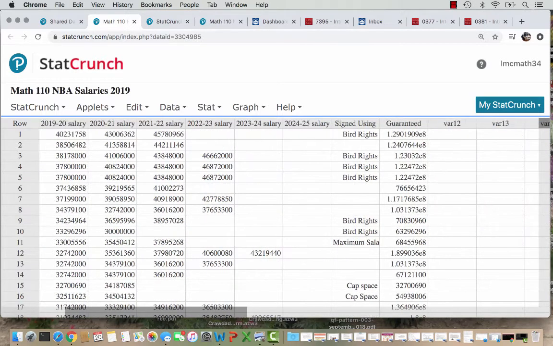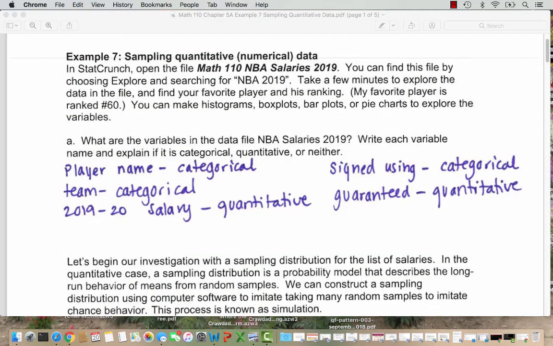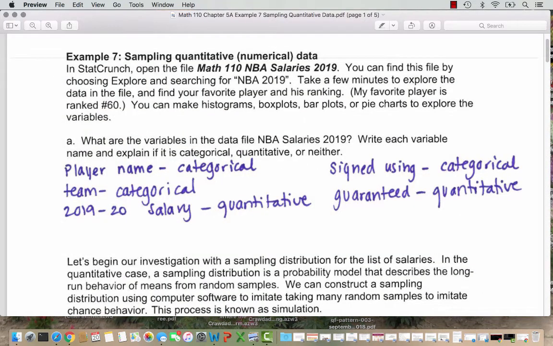And then if we scroll over, we see we have how the player was signed. The ones that are blank, I assume that means the players are still on their contracts. If they were signed, it explains the category that they were signed with. And then the guaranteed salary, some of these are in scientific notation because they're very large numbers, are quantitative data there. So we can go and note that in part A. So we've got that information noted here.